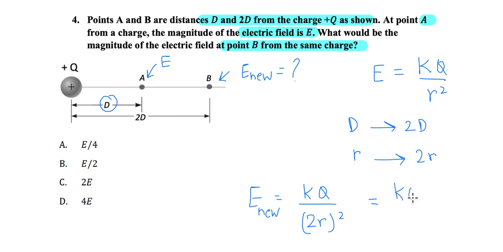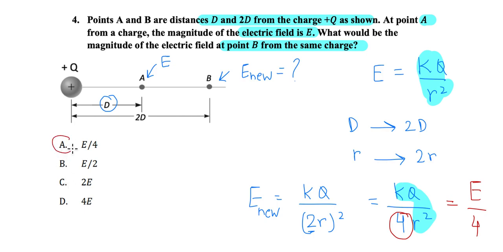So let's open the bracket. KQ over 2 square will give you 4, and R also has a square, so we'll keep it as it is, R square. So we can see that KQ over R square, that's the original electric field, and we have got an extra number here, 4 in the denominator. That means the new electric field is E, which is the original electric field, over 4. So our new electric field has decreased and has become 1/4 of the original electric field.